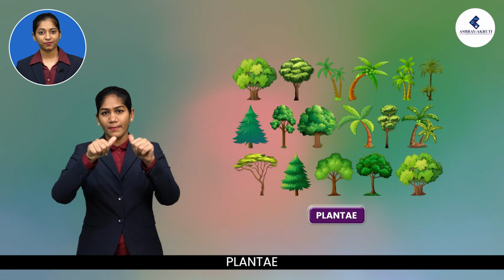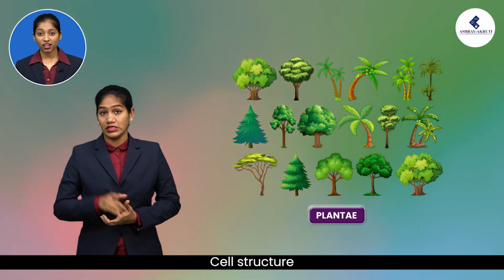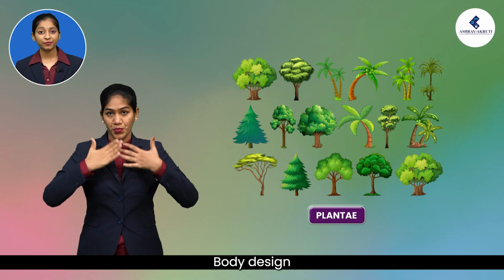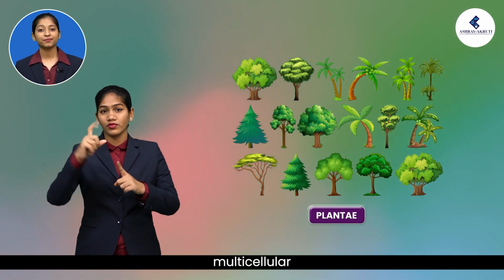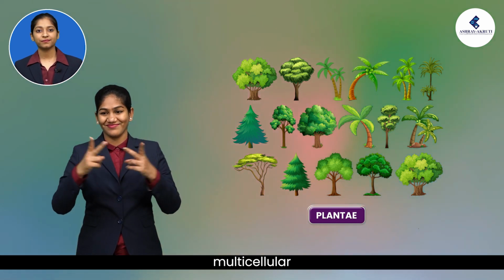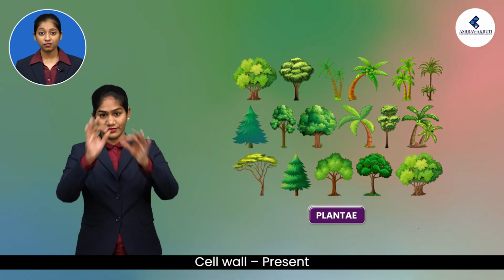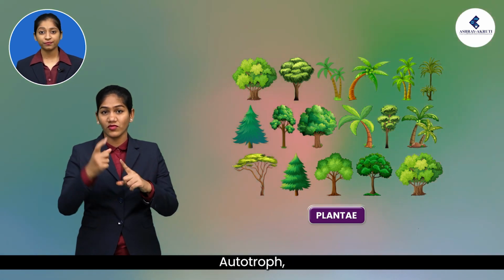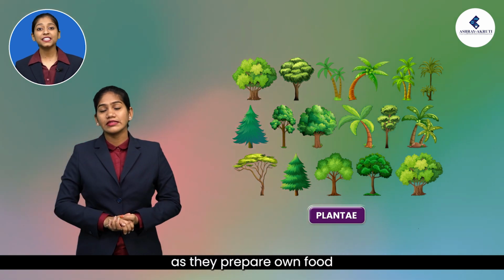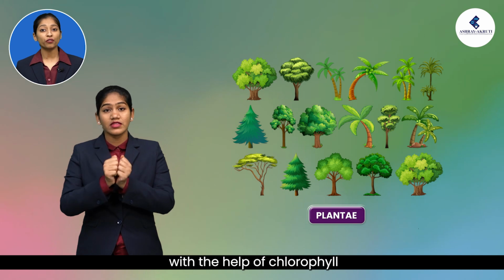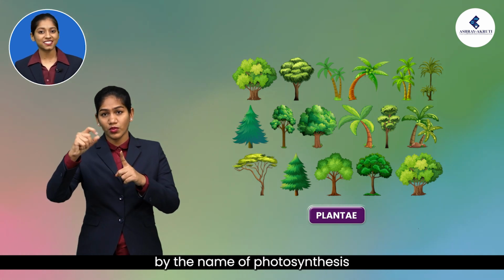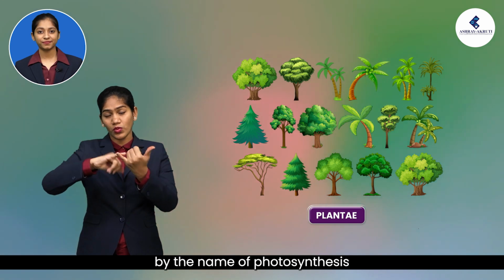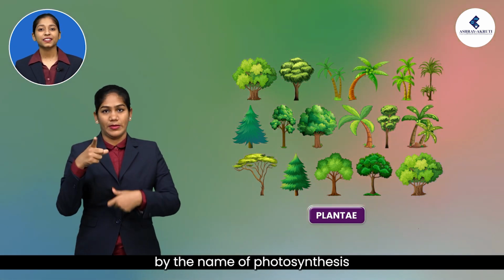Plantae. Cell structure: eukaryote. Body design: multicellular. Cell wall present. Mode of nutrition: autotroph, as they prepare their own food with the help of chlorophyll by the process of photosynthesis. Example, plants.